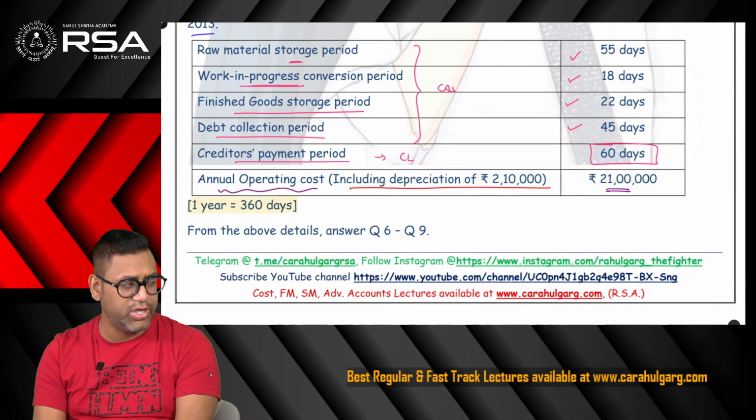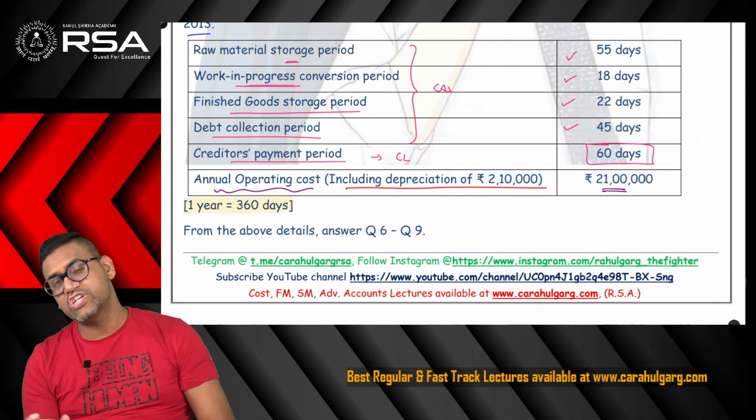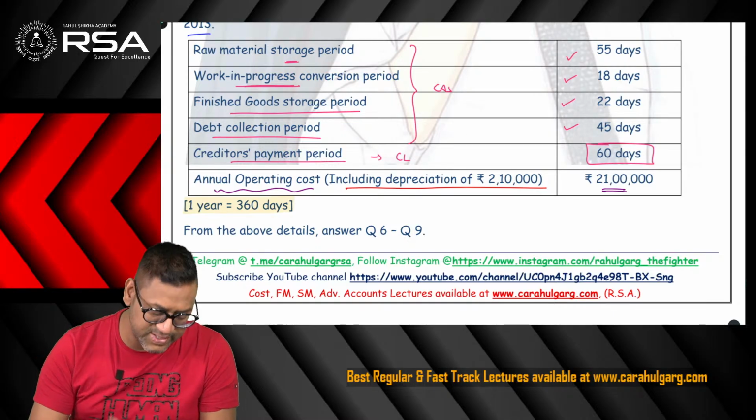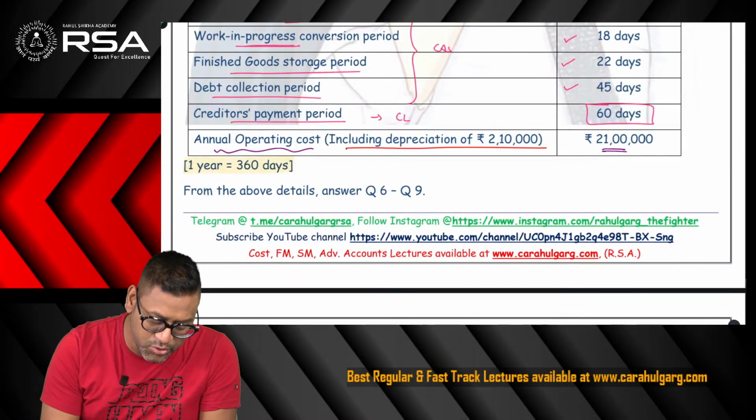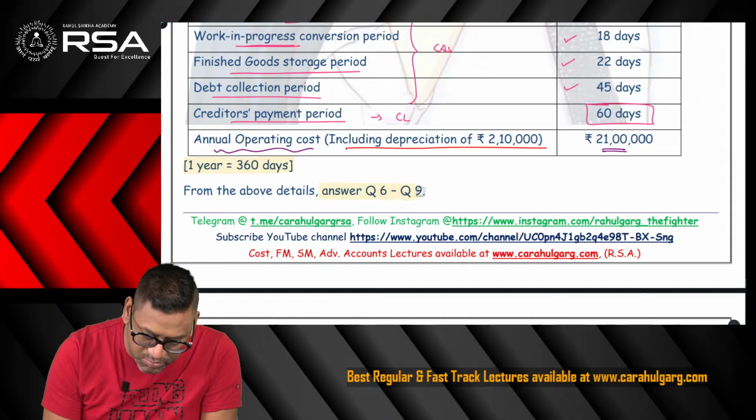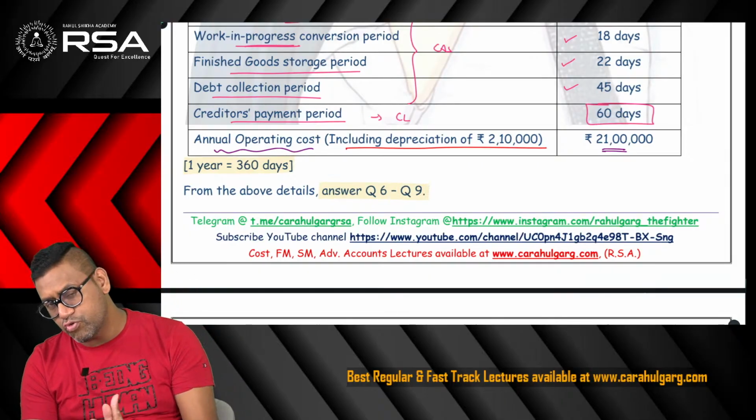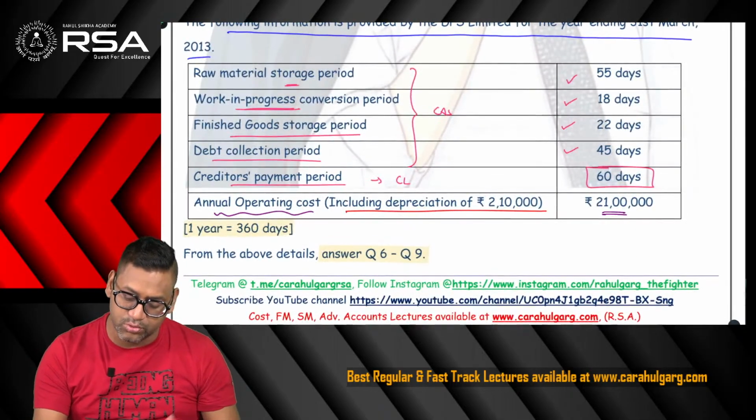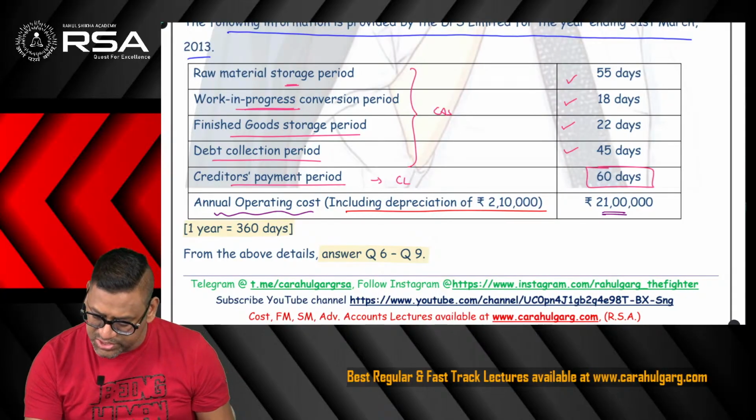So wherever you have to take the number of days in a year, as the question has specified 360, please don't take 365 or any number of days of your choice. It says from the above details answer question number 6 to 9. So 6, 7, 8 and 9, there are 4 questions belonging to this particular data. Let us see one by one, child.